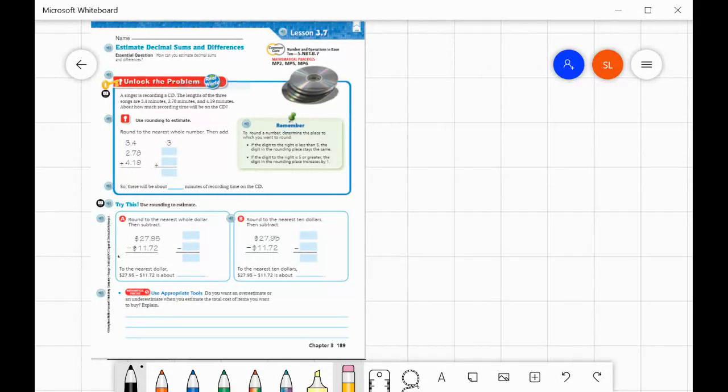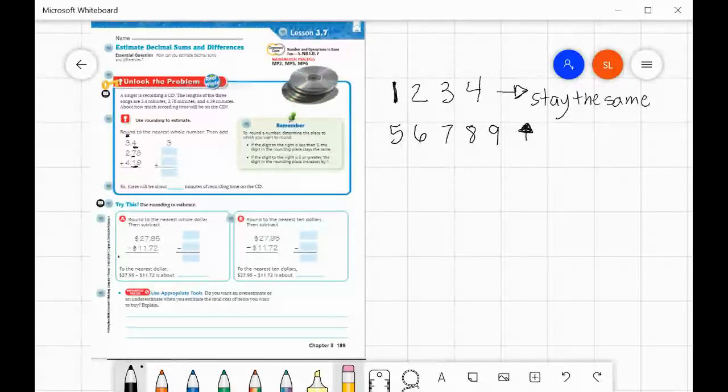All right, so that means we're going to be looking at the ones place to round to, which means we have to come to the tenths place to look at whether or not we go up or whether or not we stay the same. So if our number in the tenths column is 1, 2, 3, or 4, then our number is going to stay the same. And if our number is 5, 6, 7, 8, or 9, then our number is going to go up 1.